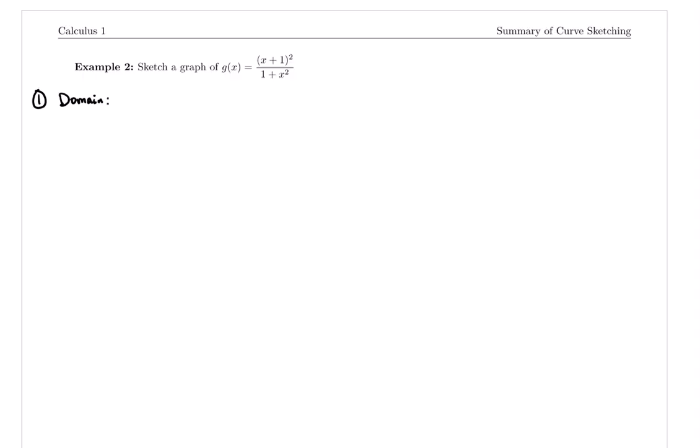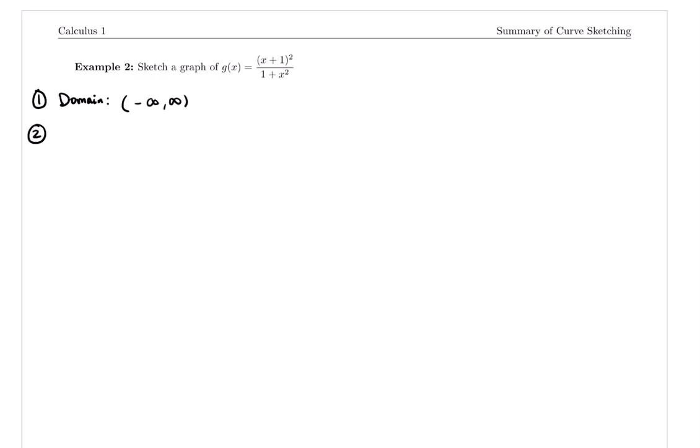And this is a rational function, so our domain is going to be all of the values we can plug in without worrying about dividing by 0. And because our denominator is x squared plus 1, the lowest x squared will be is 0 or some positive number. So the denominator is never going to equal 0, meaning that our domain is going to be all real numbers here.